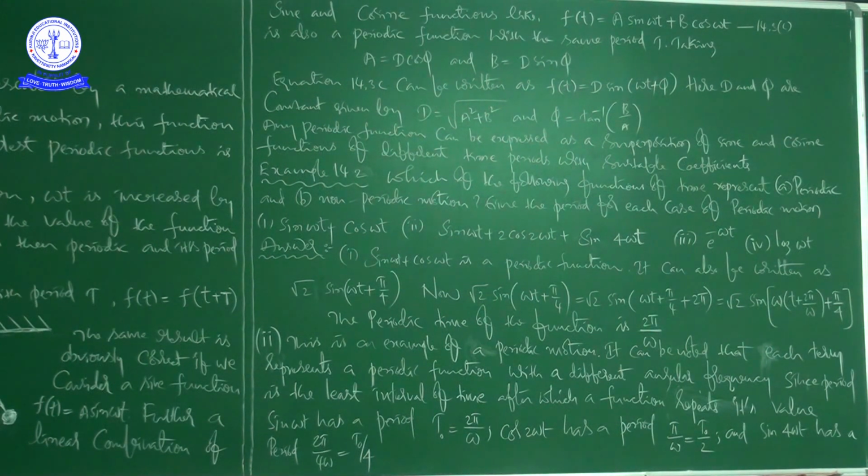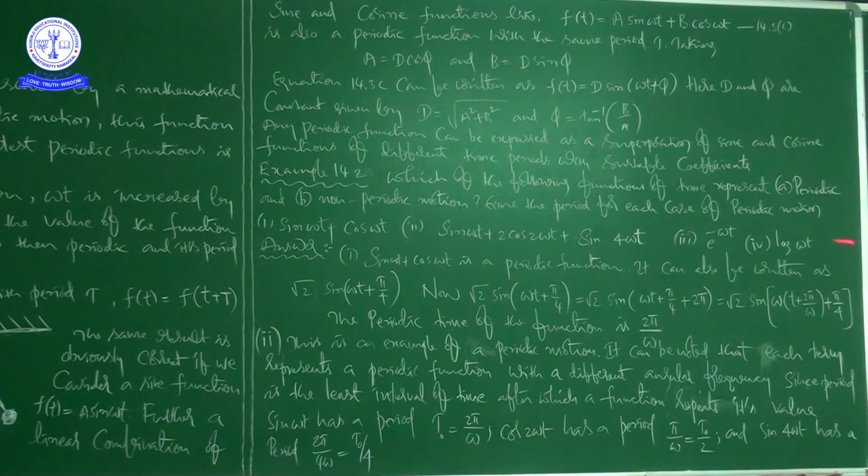Next, the fourth one, log omega t. The function log omega t increases monotonically with time t. Therefore, it never repeats its value and is a non-periodic function. It may be noted that as t tends to infinity, log omega t diverges to infinity. It therefore cannot represent any kind of physical displacement.